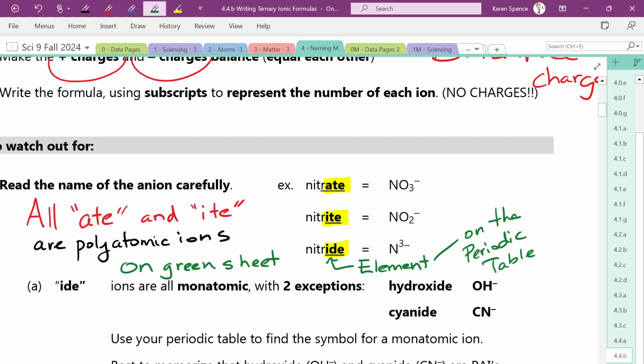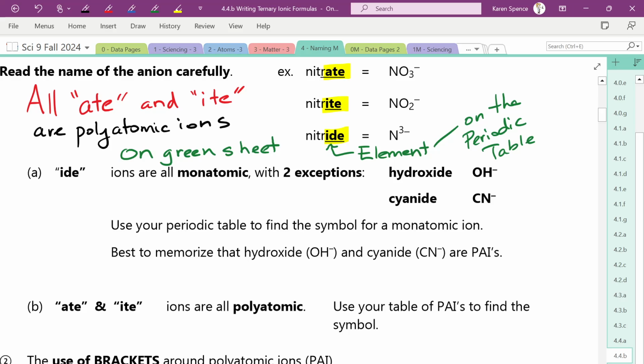Where do we find the ates and ites? Green sheet. Where do we find most of the ides? Periodic table. Okay, so make sure you're looking for those when you're looking to find out who it is.